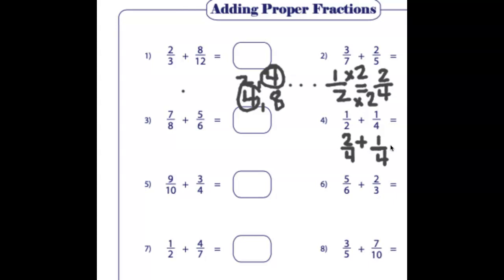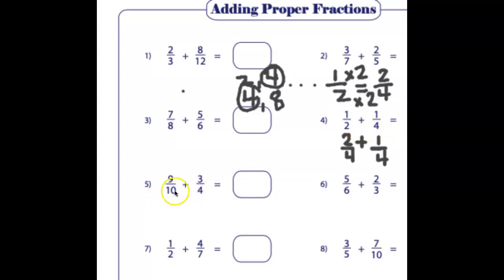Here's an example as well. If you had done 4 times 2, you would have gotten 8. But then you would have had to change the 1/4 to 8ths. That's why we use the multiples, okay?